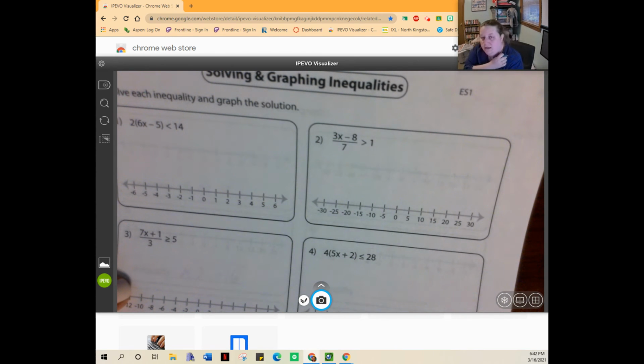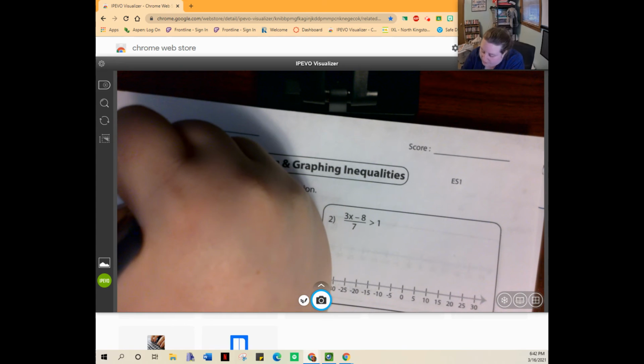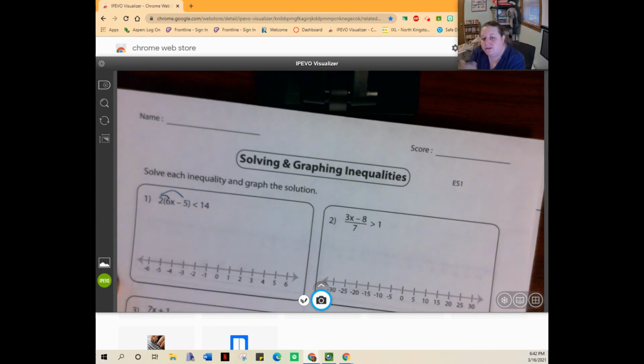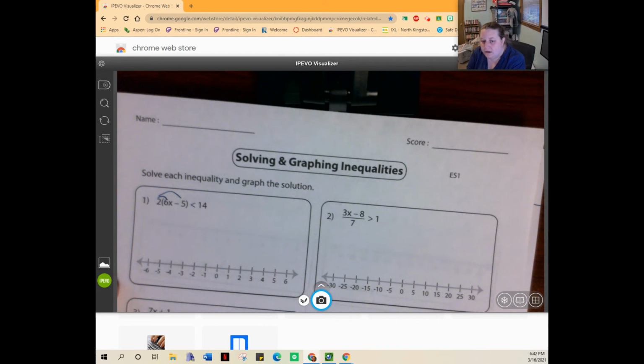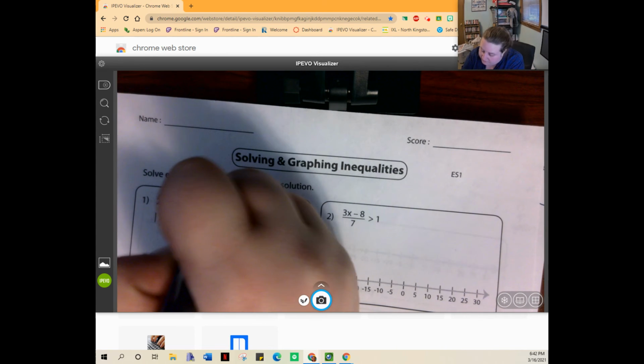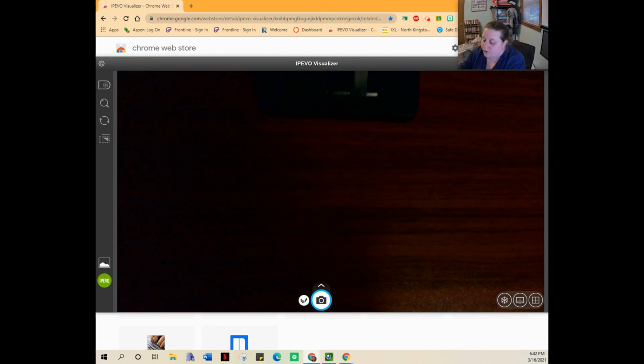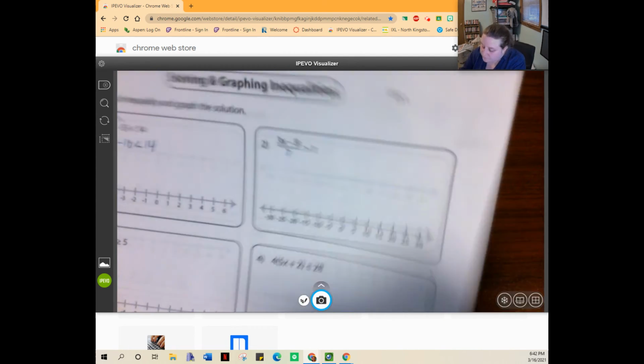Number 1, you're just using the distributive property first, which you guys should be able to do. So I'm going to skip that one. Once again, distributive is when you multiply the outside term with everything inside. So this would look like 12x minus 10 less than 14. And then you'd finish solving from there, okay? So let's talk about this next one.